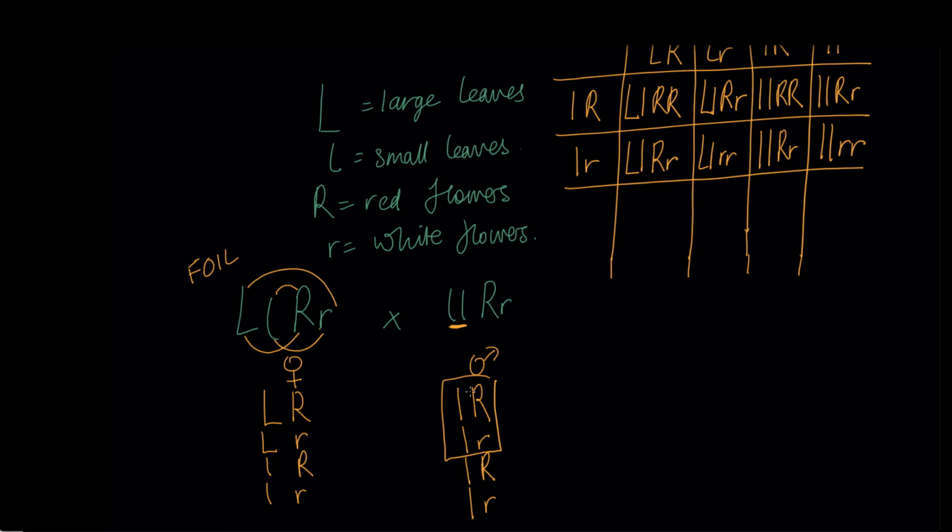All right, so if we say what is the probability of getting a plant that's got red flowers and small leaves, it's gonna be, so red flowers and small leaves, so it needs at least one big R, and it needs to be little l, little l. Yeah, so it's out of 8. So big R and then little l, little l. So little l, and a big R, there's 1.